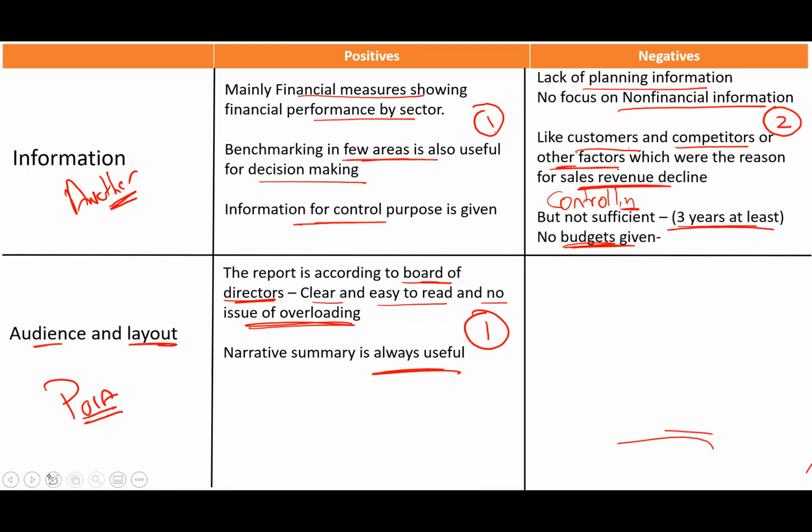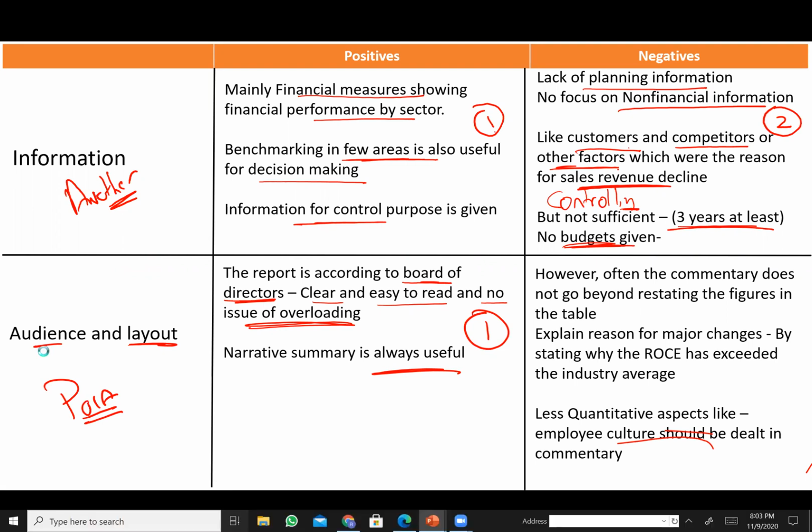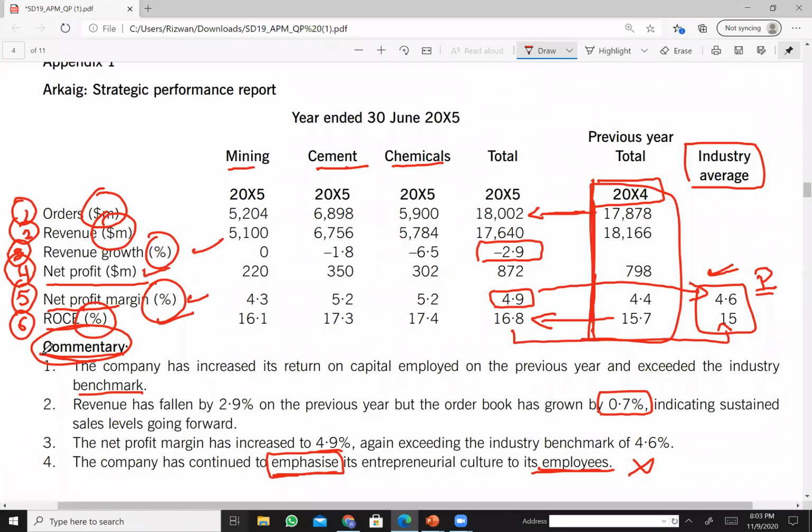So let's see the negatives. I don't know whether you have observed this or not. Let me quickly show you first, and then we'll come back, because we're almost at the end of this first part. You have this commentary. It says increased. It says exceeded. It says have fallen by. It says increased. Nothing is mentioned. Why? No reason. If you are a board director and you have this commentary, what is all that is written in it?